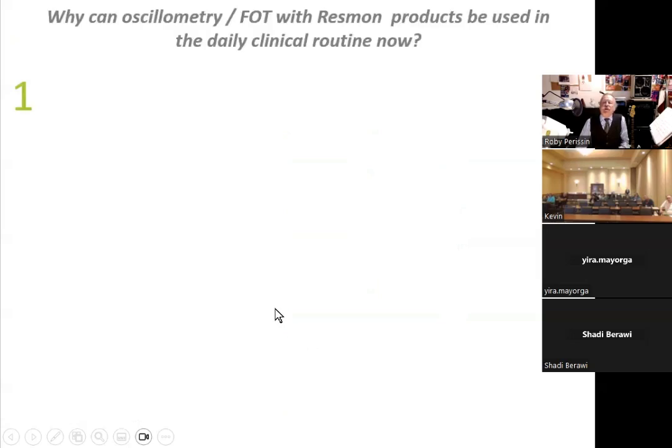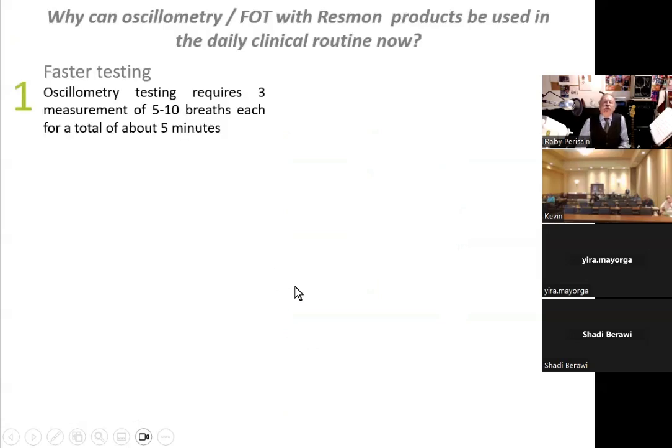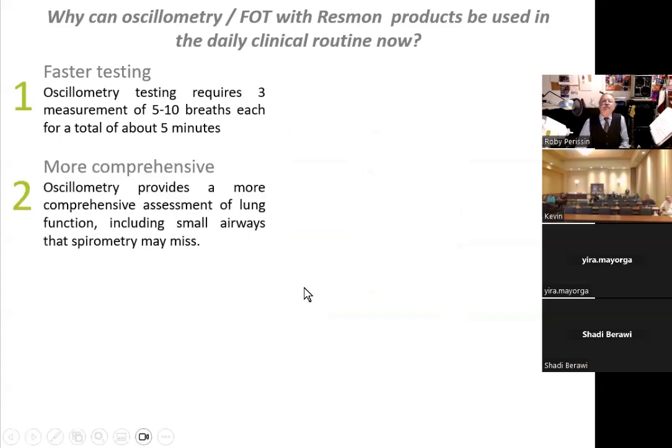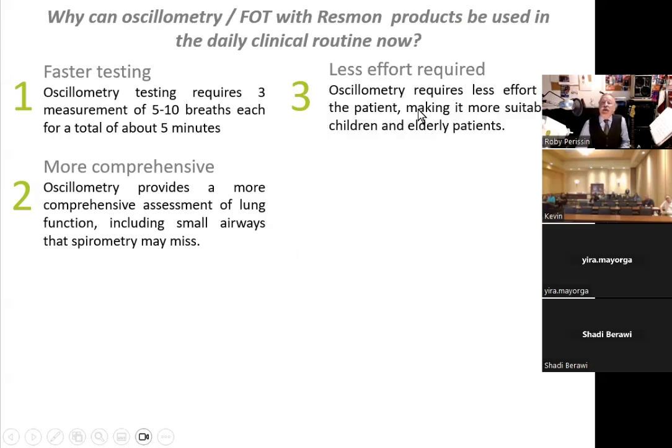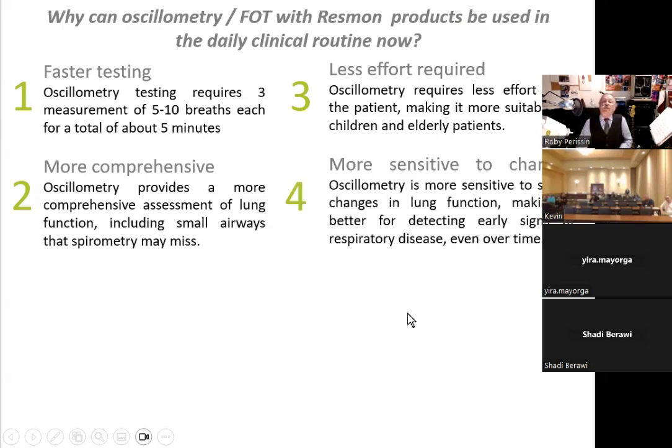So, summary, and we're almost done. Oscillometry is faster. It requires 3 measurements of 10 breaths, less than 5 minutes. It's more comprehensive. You look at small airways, which spirometry especially may miss. Less effort is required from the patient, so it makes it more suitable for all patients. It's more sensitive. Remember the result, the game changer? Oscillometry is more sensitive to small changes, and it's better for detecting early signs of respiratory disease.